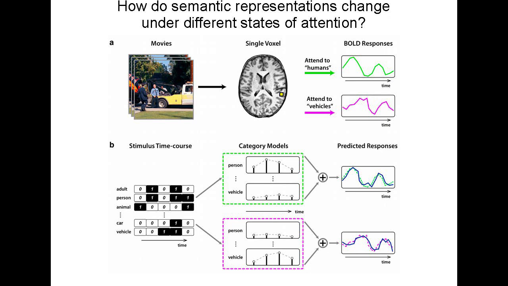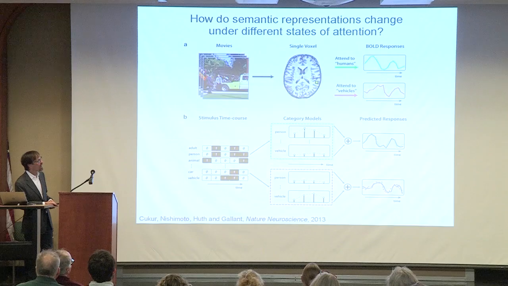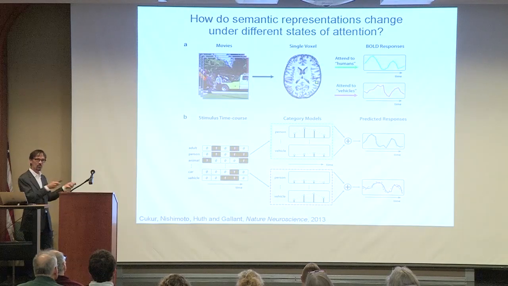We have a category model that reflects how each of these individual voxels, these 100,000 voxels, are tuned for about 1,000 categories when the person is searching for people and when they're searching for vehicles. And now we can compare the tuning in this 1,000 category space under these two conditions to see if the tuning of the voxel changes when they're searching for one thing or another.